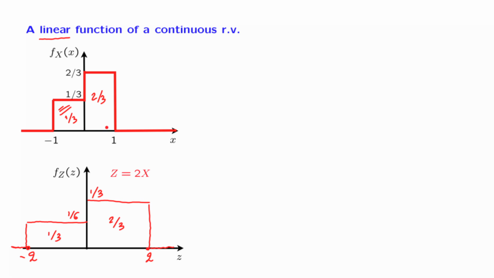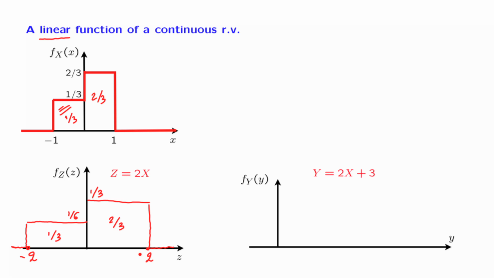So what happened here? We started with a PDF of x and essentially stretched it out by a factor of 2 while keeping the same shape. However, we also scaled it down by a corresponding amount. So 2/3 became 1/3 and 1/3 became 1/6. The reason for this scaling down is because we need the total probability, the total area under this PDF, to be equal to 1.